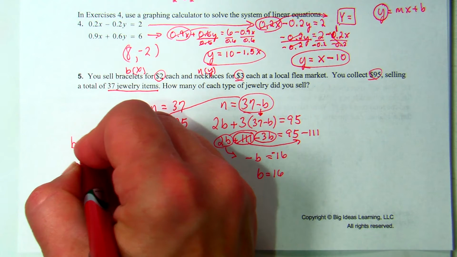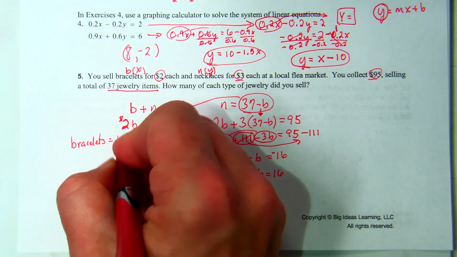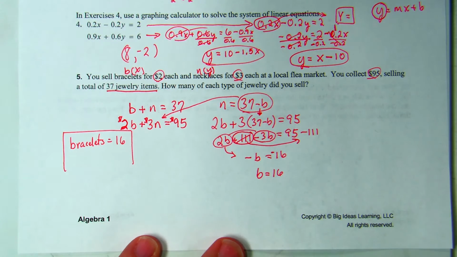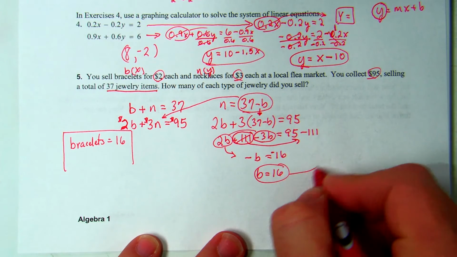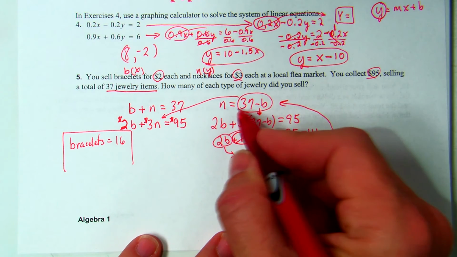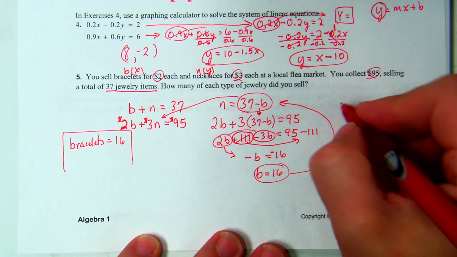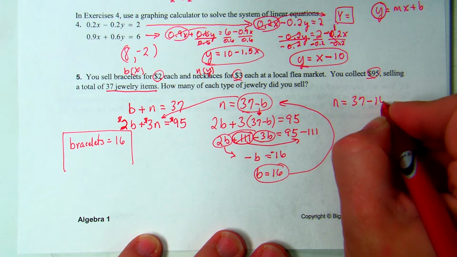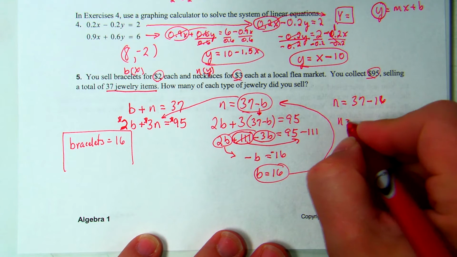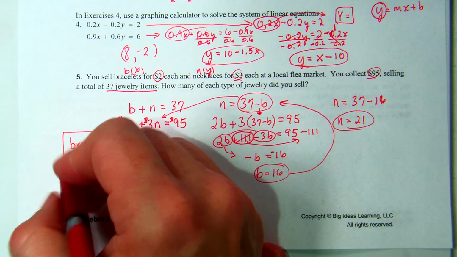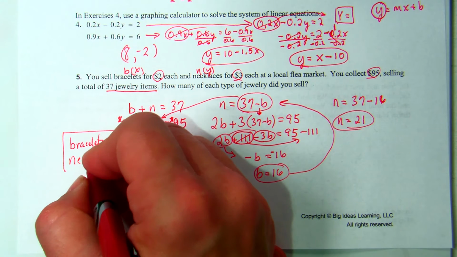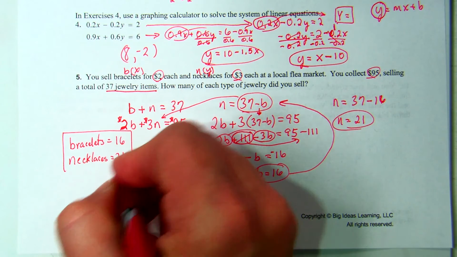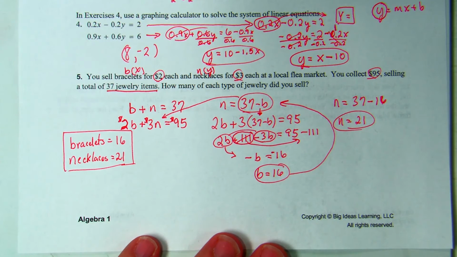So, bracelets. We have 16 bracelets. And we can take this now, plug it into the necklaces equation or expression, and we can find out that necklaces are just equal to the total number of items, 37, minus the number of bracelets, which was 16. So the necklaces is just going to equal 21, and that's all we need to know at this point. We have 16 bracelets and 21 necklaces. And we've solved this system of linear equations pretty easily.